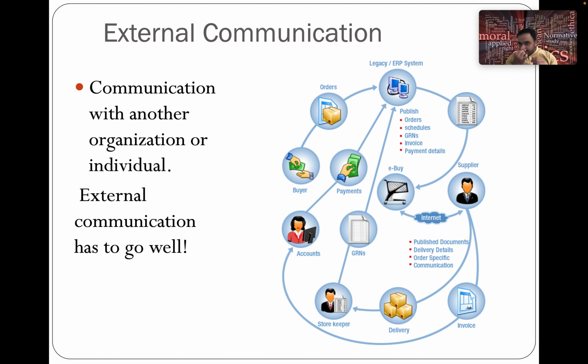External communication is basically when we are talking outside the organization, when we are talking to another organization in the same field or a different field, or we are talking to customers and suppliers externally. External people of the organization, when we are talking to them, it is called external communication. And it should always be very effective, because it is a question of the reputation of your organization. Understand?